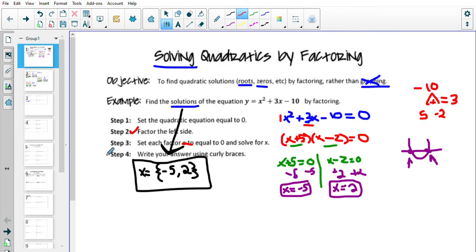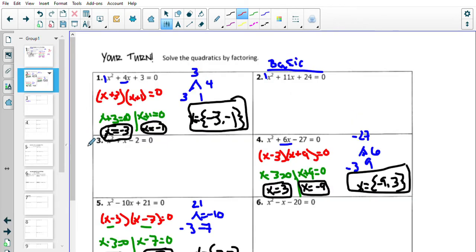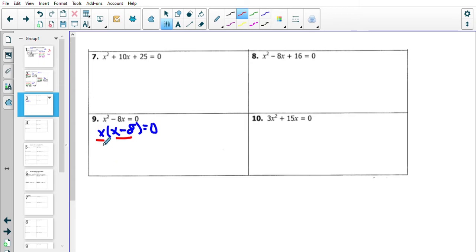So I'm going to do the same thing that it says here. Set each factor equal to 0. So I'm going to set my first factor, x, equal to 0. Set my second factor, x minus 8, equal to 0.